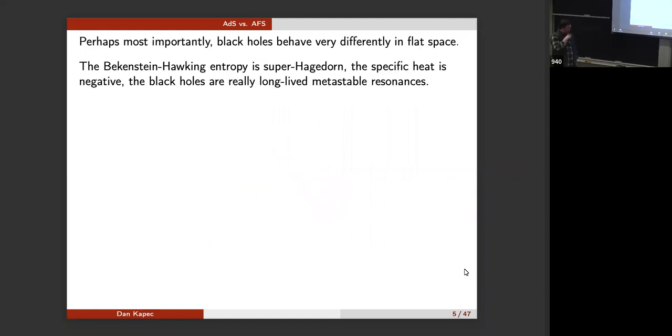Now, probably the most important difference between quantum gravitational effects in anti-de Sitter space and in flat space is the behavior of black holes in these spacetimes. You might be familiar with the fact that the Schwarzschild black hole in flat space has a super Hagedorn density of states, negative specific heat, and a finite lifetime.